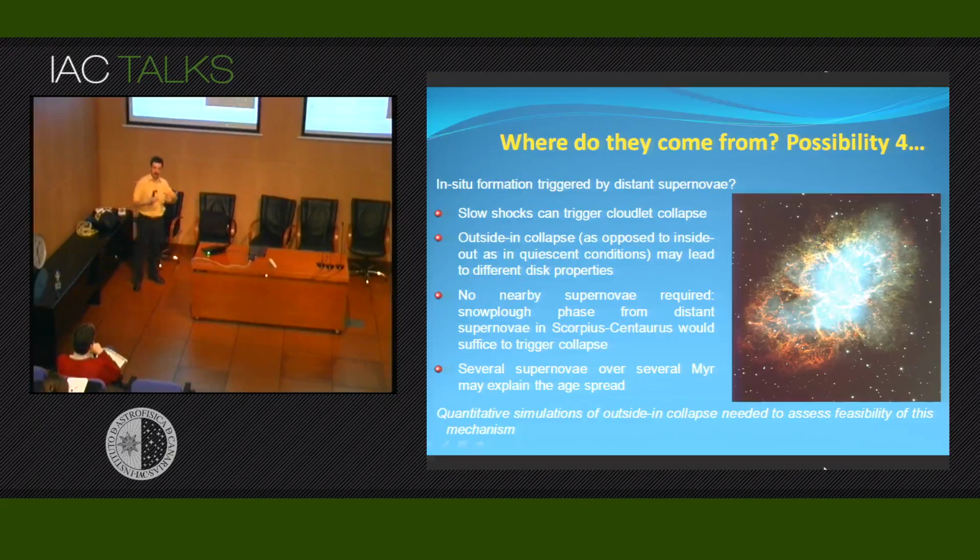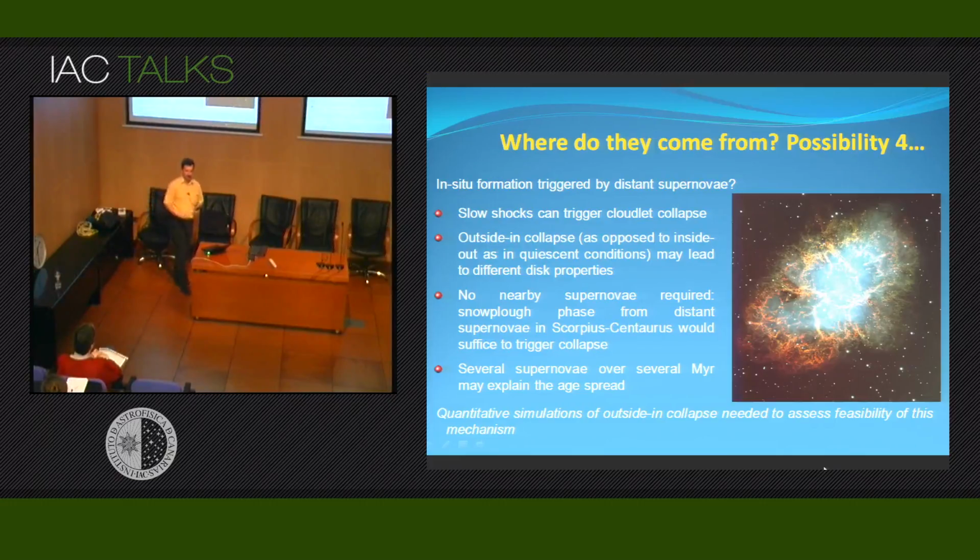One should stress, however, that quantitative simulations would be necessary to determine first if supernovae at, let's say, a distance of between 5 and 10 parsecs, which is a reasonable assumption for the OB stars with respect to the Lupus clouds, would produce shocks adequate to trigger the collapse of these pre-existing cloudlets. So the model needs to be worked out better in that respect.